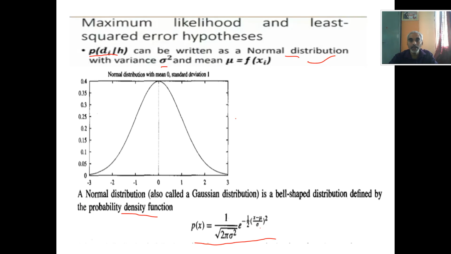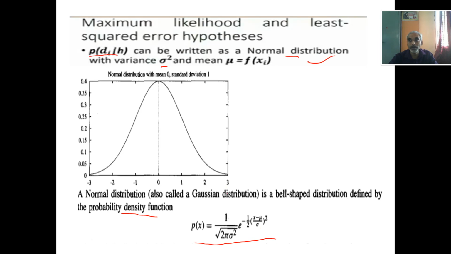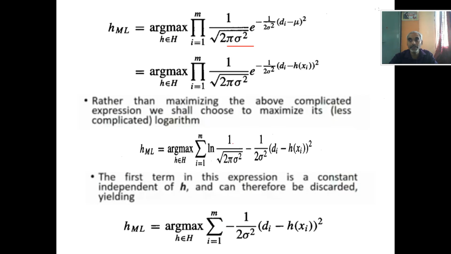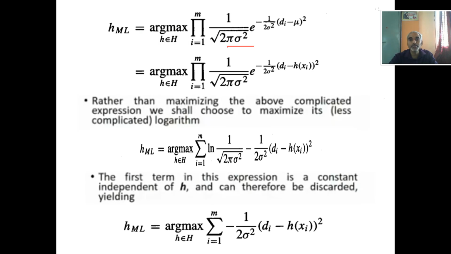Now if you look here, what was our equation for HML? That is, the maximum likelihood hypothesis is equal to argmax of product for i equal to 1 to m, P of di given H. Now we are saying that this P of di given H obeys a normal distribution. Since it obeys a normal distribution, we consider the standard equation of the normal distribution, and we substitute that in this particular equation.